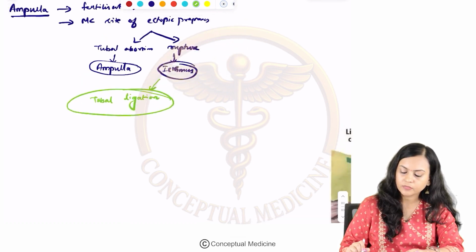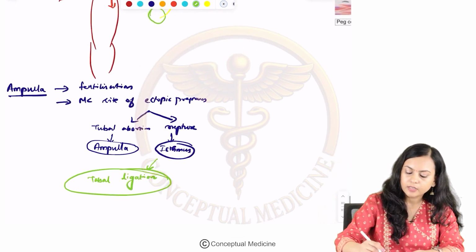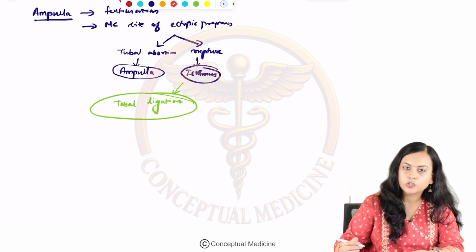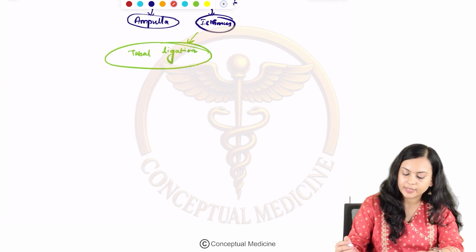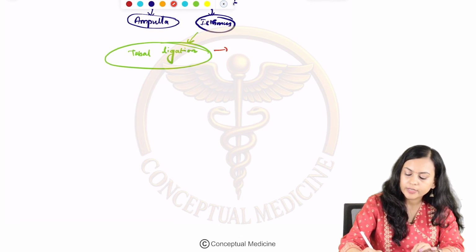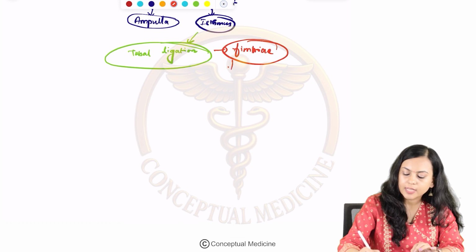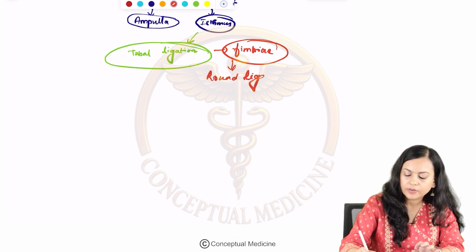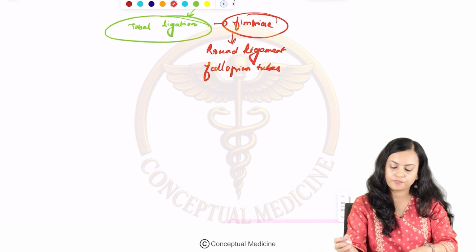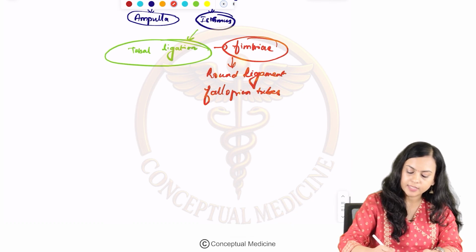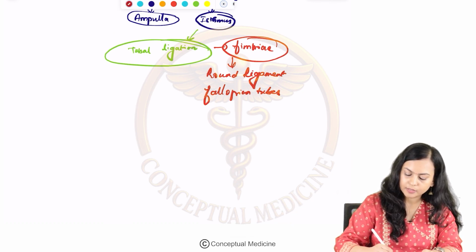Okay. Now it is also important to identify these tubes correctly during sterilization procedures. So it is mostly done with the help of the fimbriae. This helps in differentiating the fallopian tubes from the round ligament. Okay. Now we will see the blood supply of the fallopian tubes.